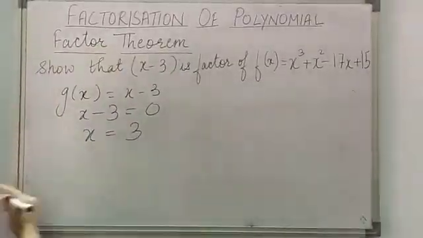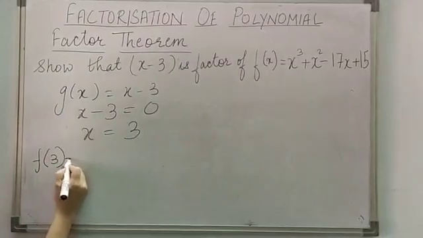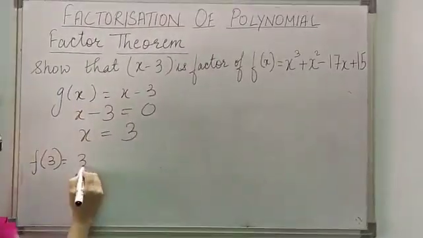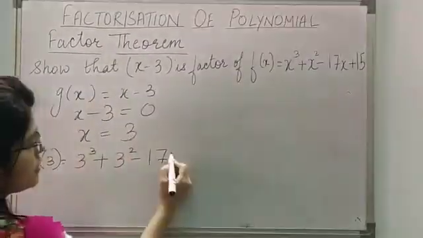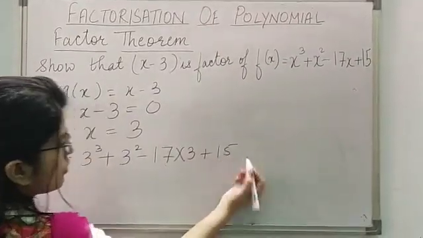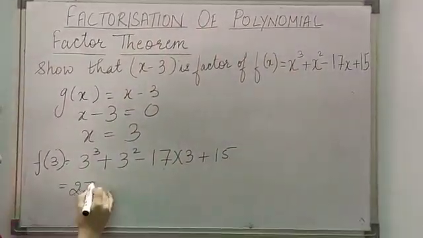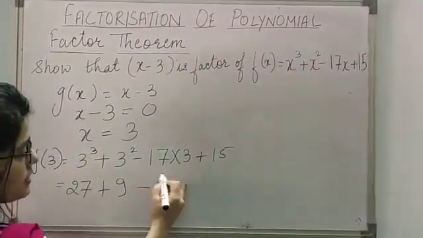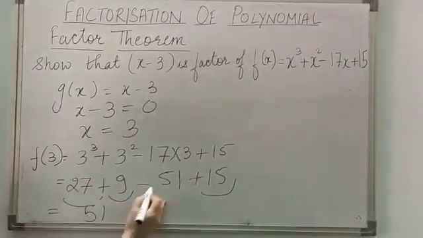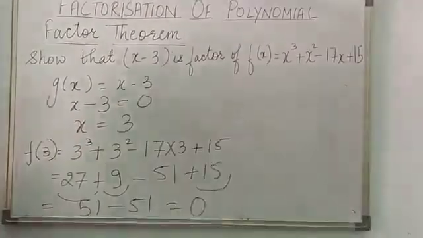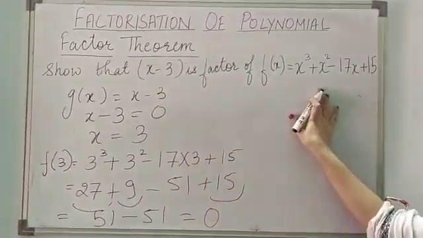So now let's quickly substitute the value, that is f(3), in place of x I am substituting 3. That will be 3 cube plus 3 square minus 17 into 3 plus 15. 3 cube means 3 into 3 into 3, that will give you 27. 3 square means 9, 17 threes are 51, plus 15. When we add all these things, you will get 51 and this minus 51, in the end you will get 0. So you can conclude that yes, x minus 3 is a factor of this polynomial.